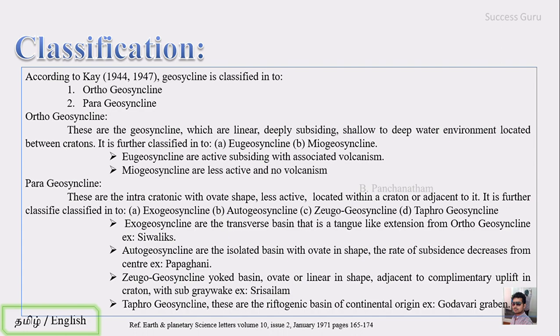So these are the classifications according to Kay. One is the orthogeosyncline, which is at the border of the craton, and the second one is the parageosyncline, which is inside a craton, right? But this classification has no relationship with the tectonic setup, right?